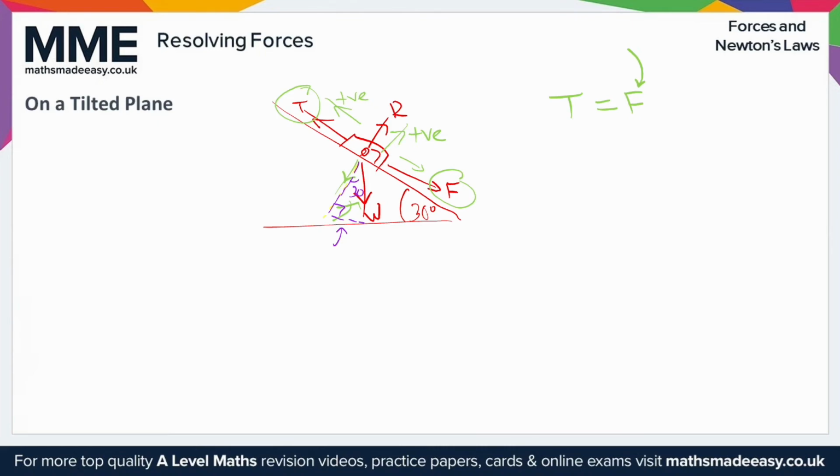So we could then say T equals F plus whatever our weight is, so W sine 30. Okay, that's the component acting parallel to the plane. Now, let's consider then acting perpendicular to the plane. So there's one that's immediately obvious, and that's R acting perpendicular to the plane. So let's take R equals, and what's going in the opposite direction to that? Well, some component of weight. Okay, well, what component of the weight?